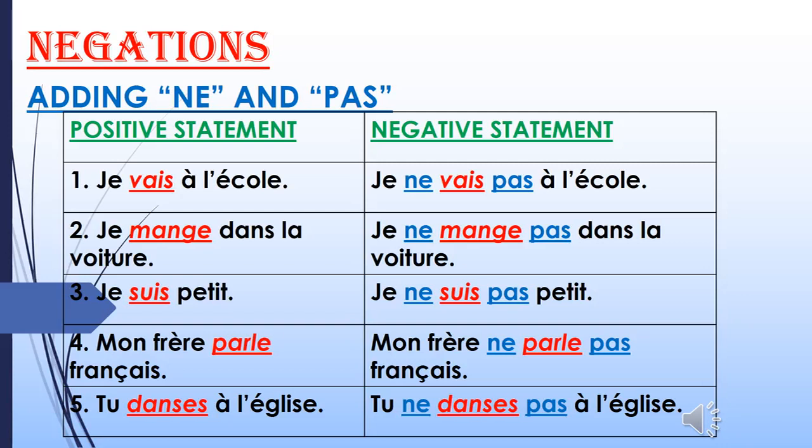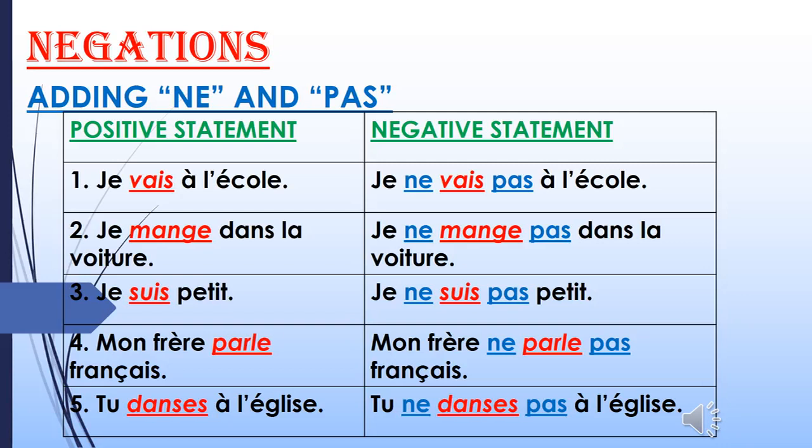Mon frère parle français. My brother speaks French. So where is the verb? The verb here is parle, speaks. So we have mon frère, then we have ne parle pas français. Because parle is the verb, we put ne and pas around parle. Then you are done.